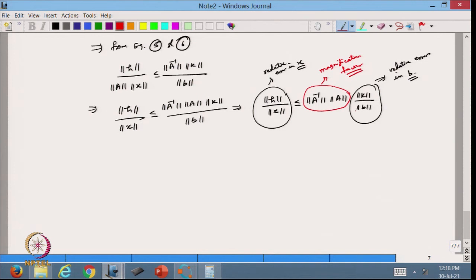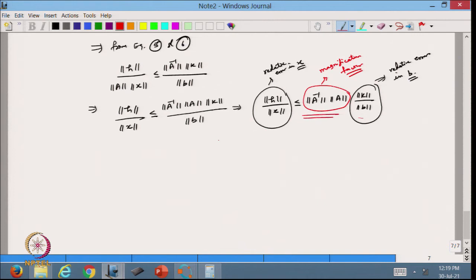Suppose whatever this quantity is, if this value is very large, then it may happen that this bound is going to be very large, and then I can say that a small relative change in b leads to a very big change in x. But if this quantity is small, then we can say that a small change in the right hand side leads to a small change in the value of the solution. So everything depends upon this factor.